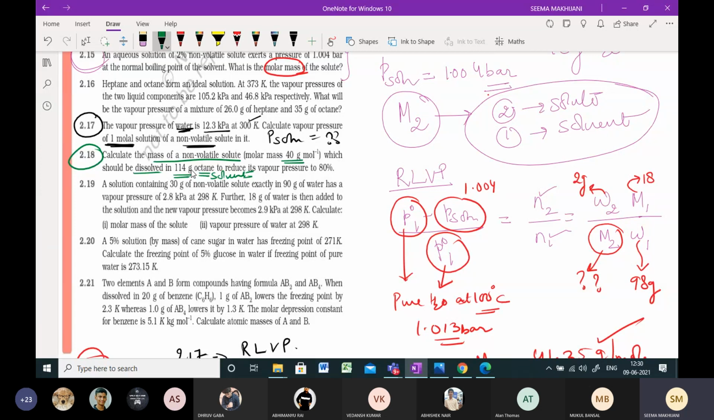And they've given you the amount of solvent. They've also given you the name of the solvent, which means you can calculate the molar mass. You have to calculate the mass of the non-volatile solute to reduce its vapor pressure to 80. The word "to" is important. To reduce the vapor pressure to 80 is the question.